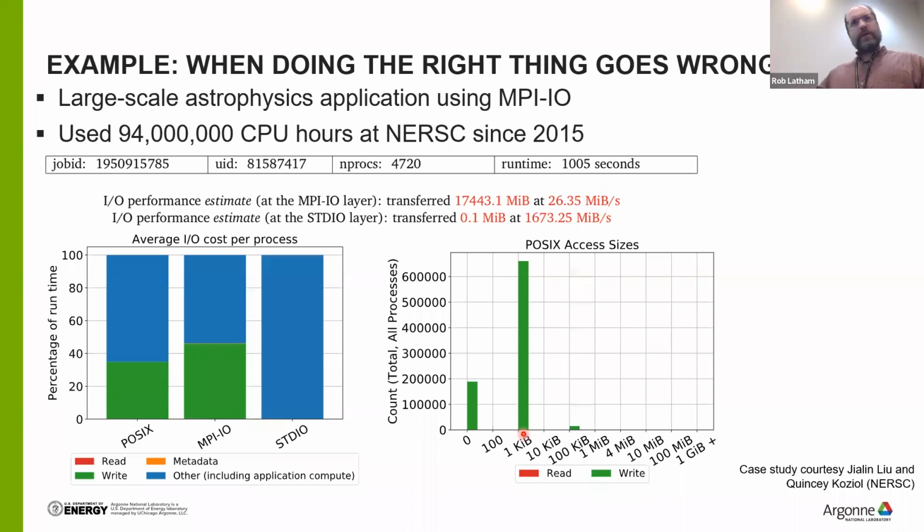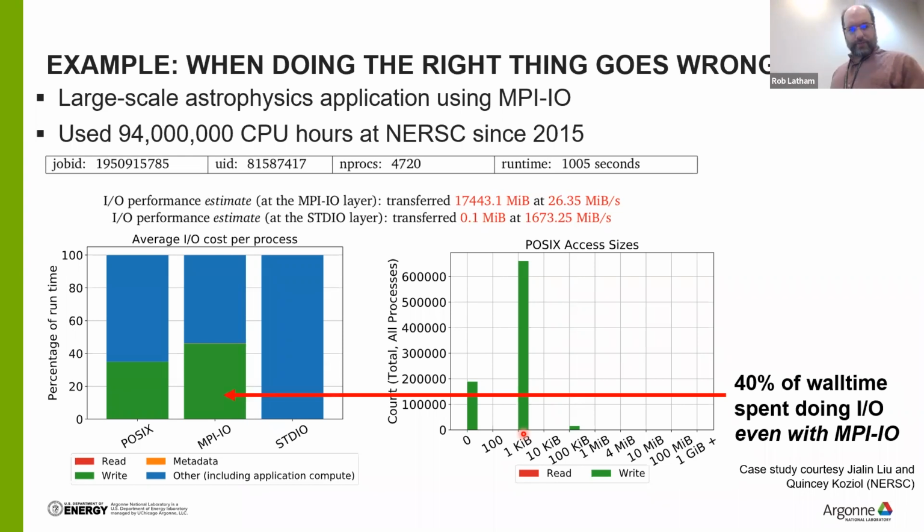We'll talk later in the day about MPI-IO and HDF5 and what's the best way to use those things. But in this case, here's a code that was using a whole bunch of time in MPI-IO in IO performance. And we thought, well, hey, look, why are my access sizes so small and so large here? I did all the things that you told me to use.